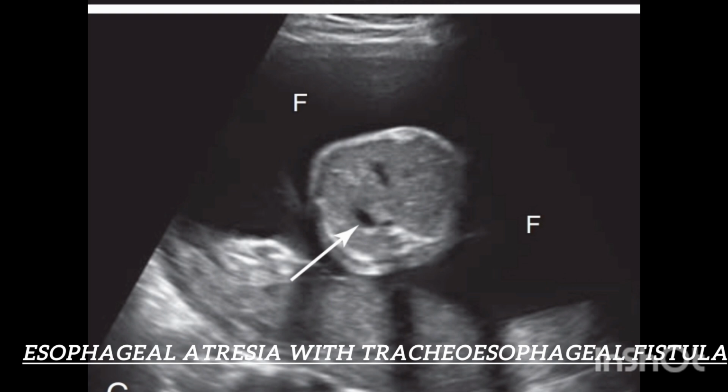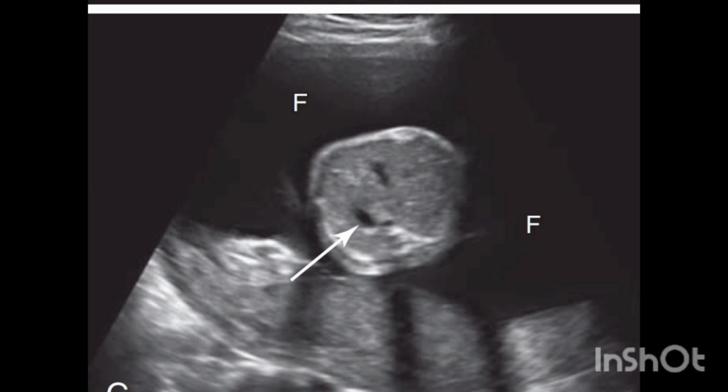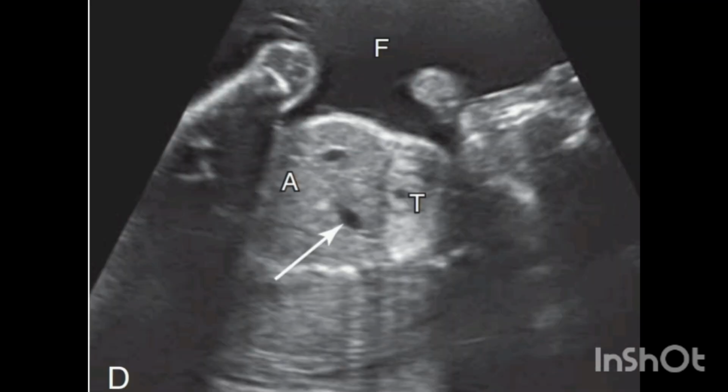Also note a large amount of fluid anterior to the fetus. This fetus had esophageal atresia with a tracheoesophageal fistula. The fluid got into the stomach via the fistula and not via the esophagus. This explains the visualization of a small stomach bubble. This is a different image of the same fetus with a small stomach bubble.